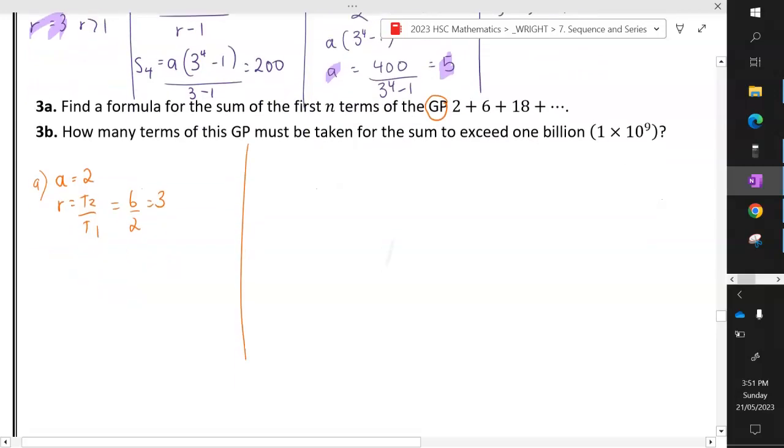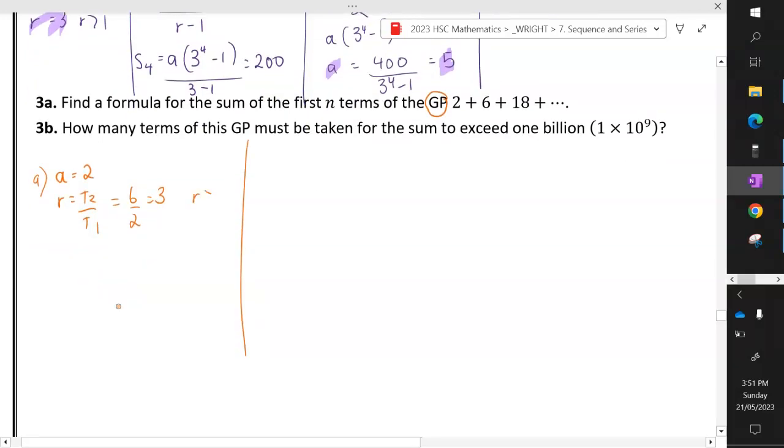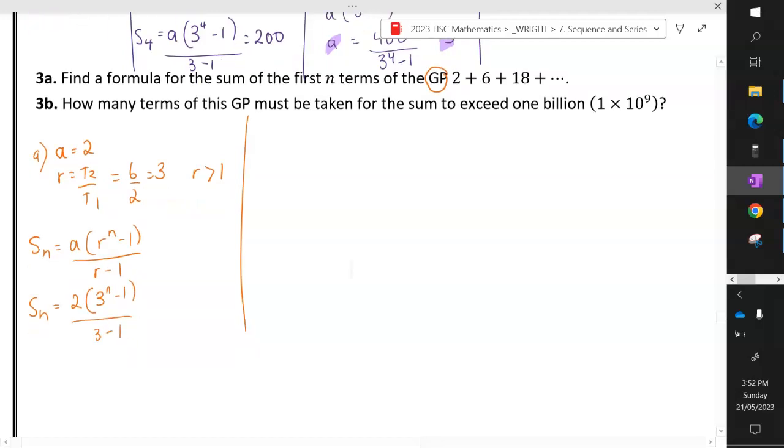So I here have my ratio being greater than 1. So the sum of a GP would be given as A times R to the n minus 1 all over R minus 1 in this case. I'm just going to pop in the information that I have. Sum to n is going to be 2 times by my ratio, which is 3, to the n, minus 1, and it's all going to be over 3 minus 1, which is 2.